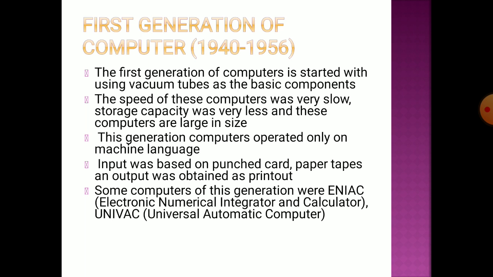These first generation computers' size was very large, the speed was very less, and the storage capacity was also very less. These 3 points you have to remember about your first generation computers: the speed is very slow, the storage capacity is very less, and the size is very large.